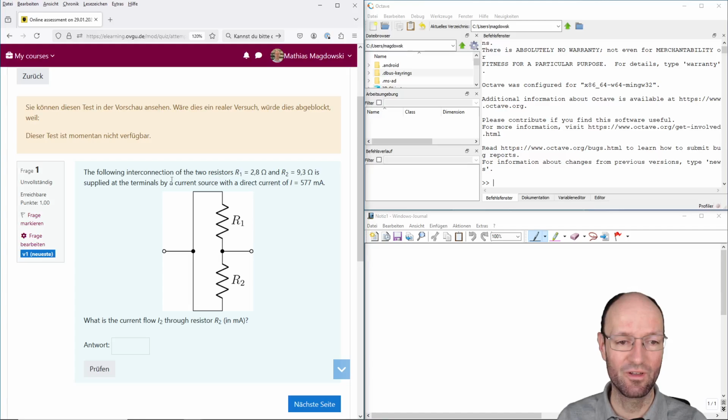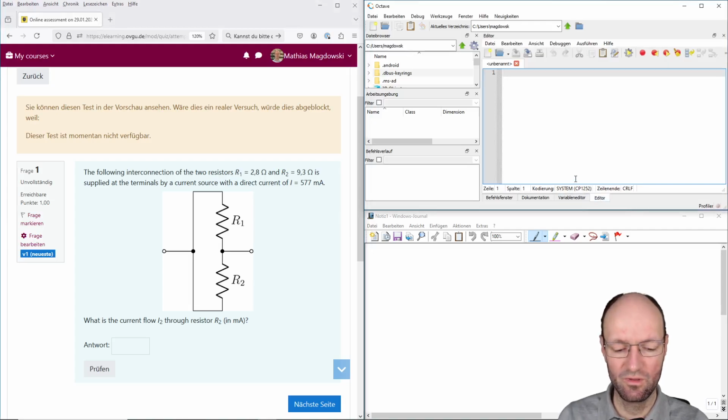Take a look at the first task. We have two resistors. The values are given here, and at these terminals we have a direct current of this value. And now the question is, what is the current flow through this resistor here? The circuit schematic looks a bit strange, to be honest, because you might think that these two resistors are in series. They are not. This is a parallel connection.